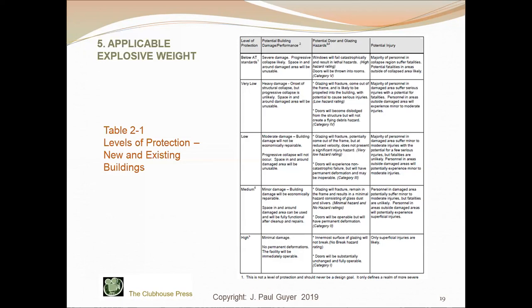So this table 2.1 summarizes the levels of protection and the potential building damage performance and the potential door and glazing hazards, and then the potential injuries are described in the last column. So this will be a useful table for you.